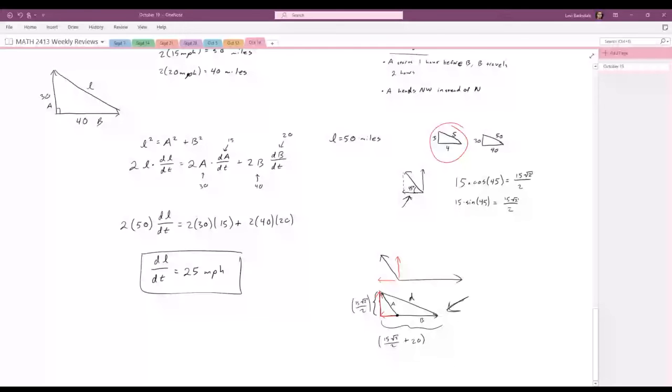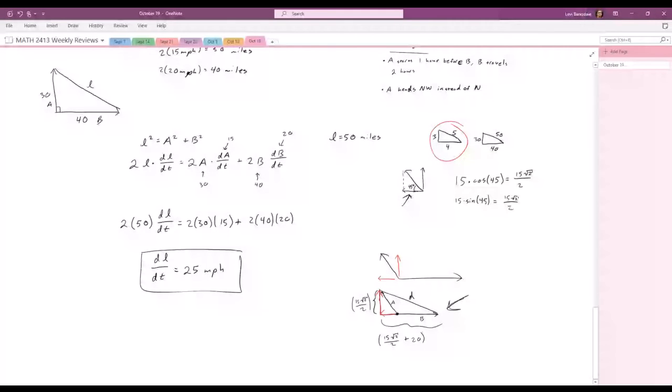All right. I'm not actually going to go through the solution of this one though, because I want to actually hit that problem about the rate of change of an angle. So we're going to move on to that one now.